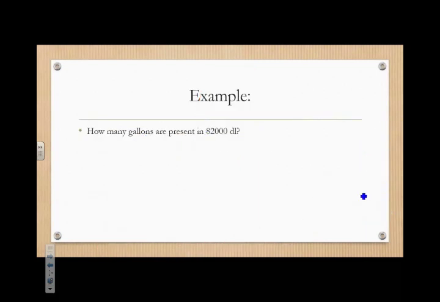And it looks like I have to go forward manually, which is okay. So here's the second example, or excuse me, a third example. Are we on number 3? Yes. So how many gallons are present in this number of deciliters?